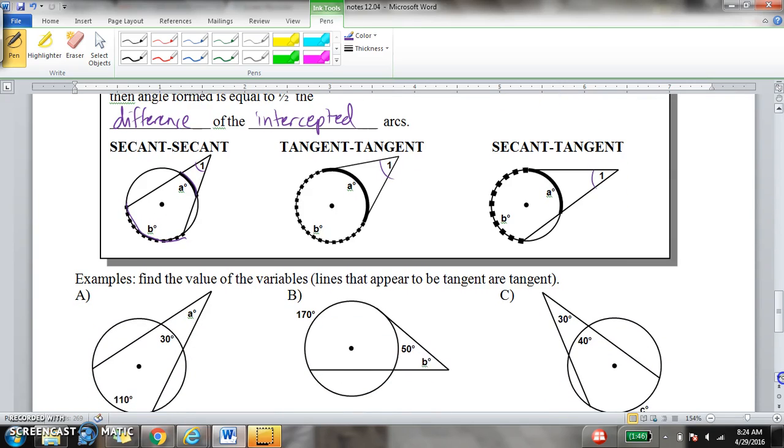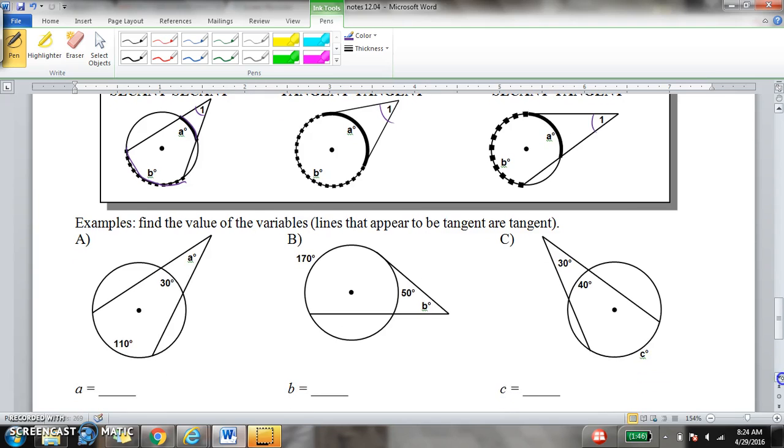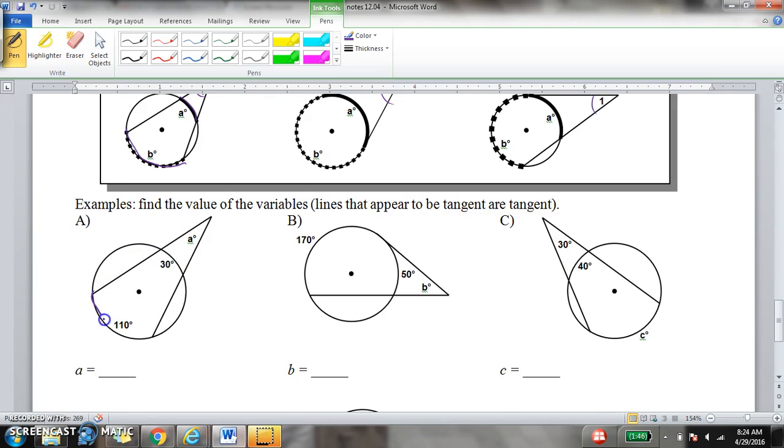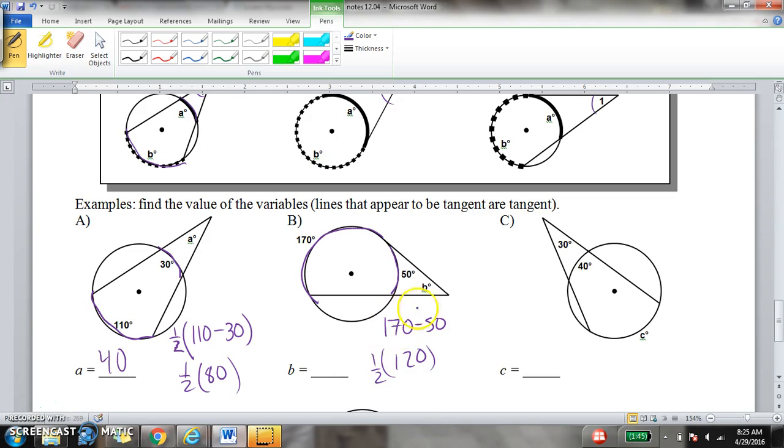So for the first one, if I'm trying to find the measure of A, I take half of the difference of 110 and 30. So half of 110 minus 30. 110 minus 30 is 80. And then half of that would be 40 for angle A. Same thing over here. If this is 50, this is 170. I have to subtract those. That gives me 120. And then I need to take half of that to find the measure of angle B, which would be, whoops, not 80, 60.